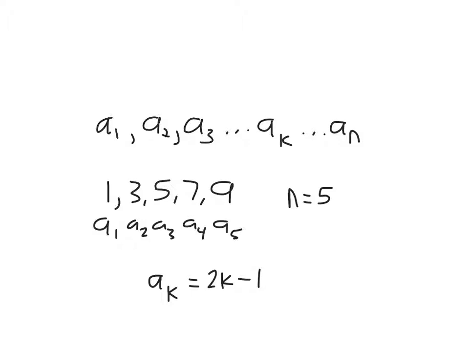Now, if you want to add the terms of this sequence up, because we know there are only 5 terms, we can just write out that sum as 1 plus 3 plus 5 plus 7 plus 9. And we also can use sigma notation to represent this sum. Let me show you what I mean.